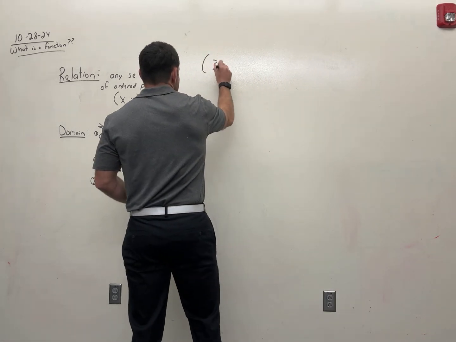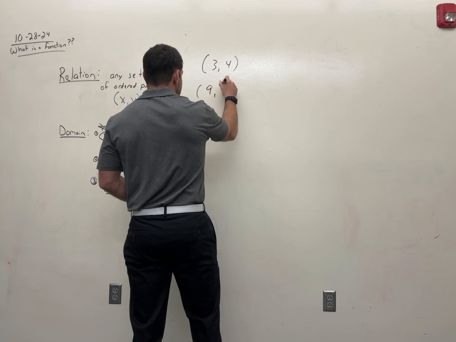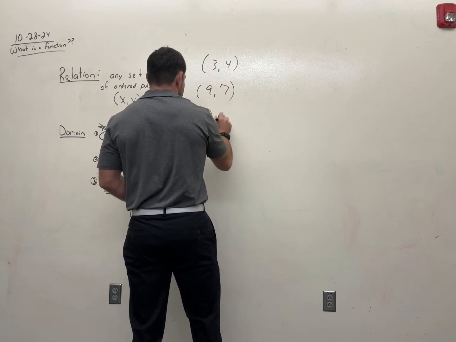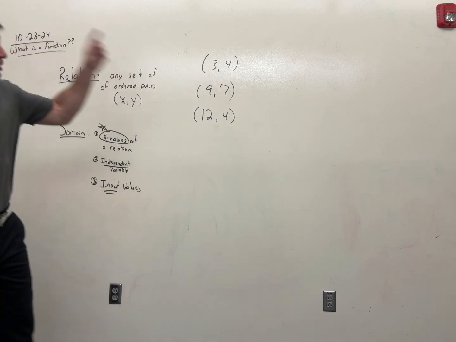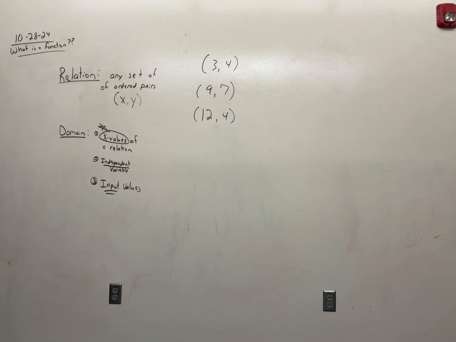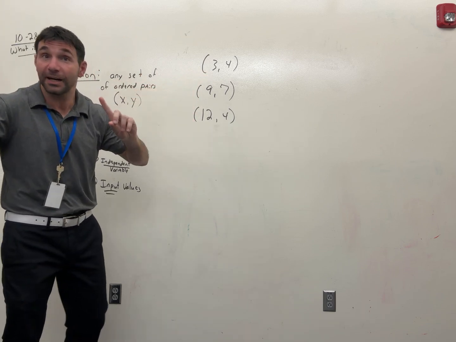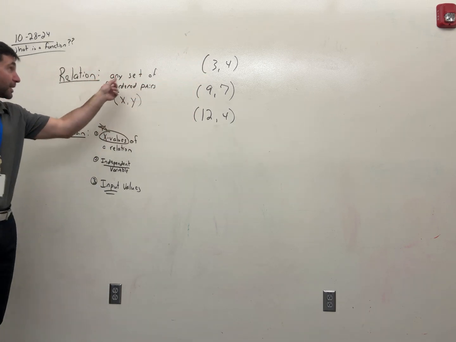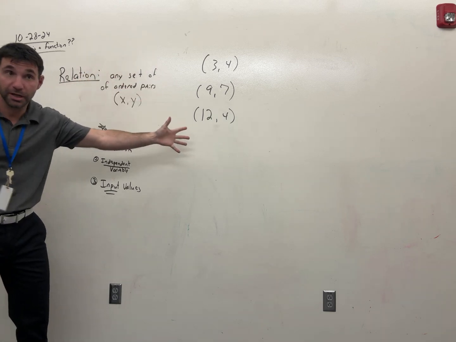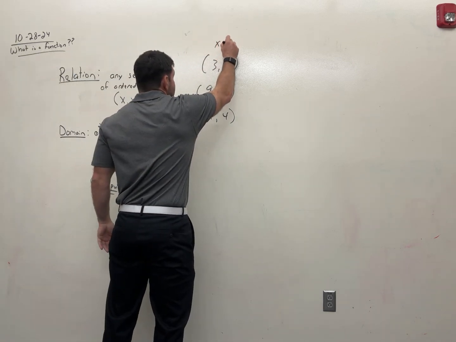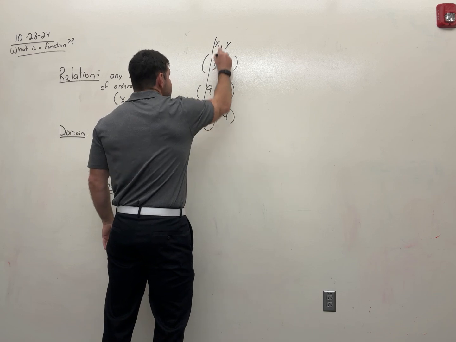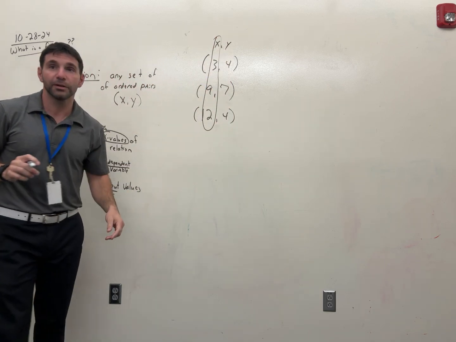You don't have to write this down. What are the domains? 3, 9, 12. 3, 9, and 12. Because this is a relation. It's any set of ordered pairs. There they are. And we know it's always x comma y. My x's, I missed the one there.